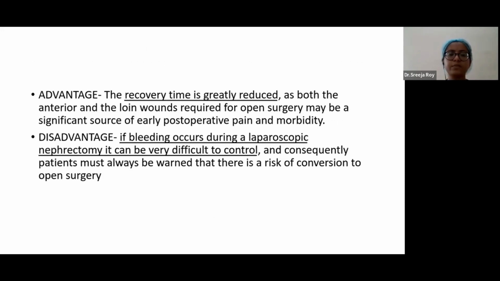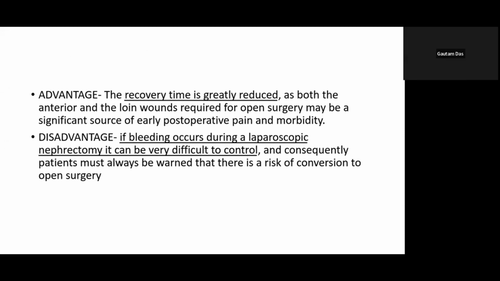For laparoscopic nephrectomy, the advantage is the recovery time is greatly reduced. And this. Hello, Sriya. Yes, sir. Before going to the laparoscopic part, a few points.